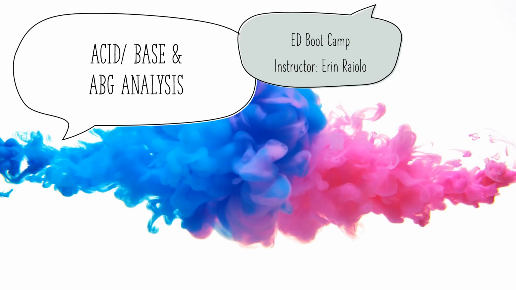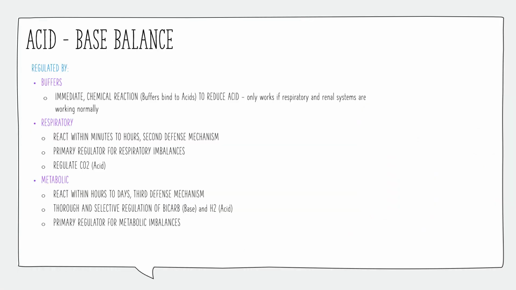All right, let's dive into acid-base balance and ABG analysis, one of my favorite lectures. Acid-base is balanced and regulated by a few different things. First, buffers. Buffers are immediate chemical reactions. Buffers bind to our acids in an attempt to reduce acid. Buffers only work if the respiratory and renal systems are working properly, but buffers kick in right away.